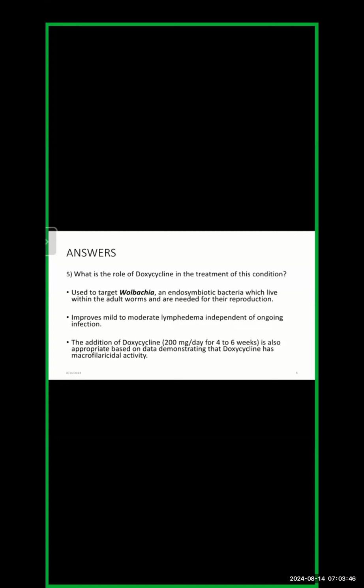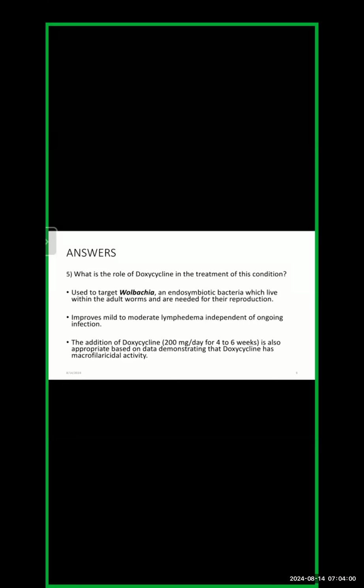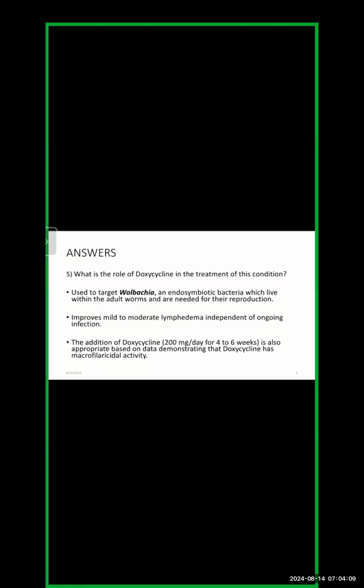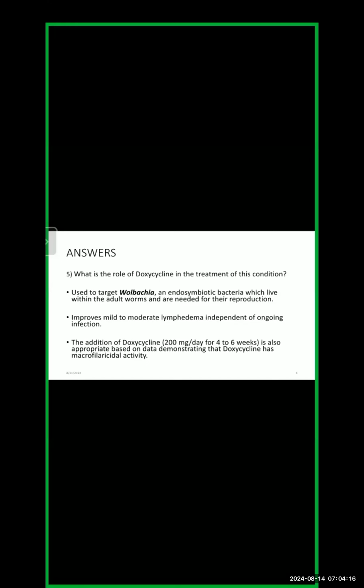So what is the role of doxycycline in the treatment of this condition? So doxycycline is used to target the endosymbiotic bacteria called Wolbachia, which live within the adult worms and are needed for their reproduction. So targeting this Wolbachia will lead to halting the reproduction of the adult worms. It also improves mild to moderate lymphedema, which is independent of the ongoing infection. In addition, it can be used in the treatment and has a macrofilaricidal activity.